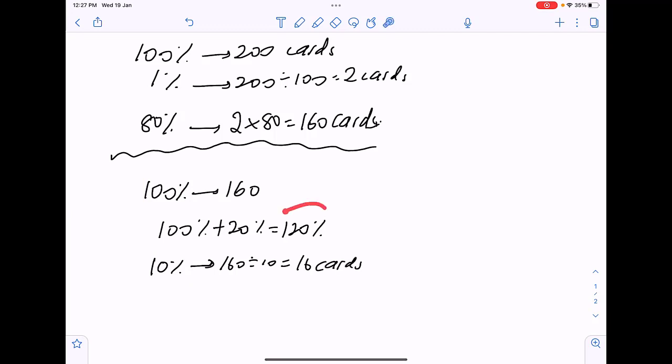We need to go to 120%, okay? So how do you get there? Times 12, times 12 here also. 16 times 12, that will give us a final answer of 192 cards.